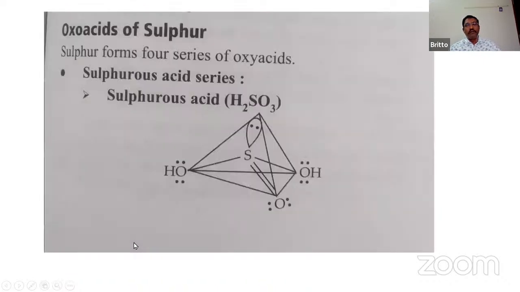Okay. And then let's look at the oxyacids of sulfur. Last class we saw oxyacids of phosphorus in detail. Here, in the sulfurous acid series, sulfurous acid is H2SO3, with less oxygen, while sulfuric acid has more oxygen. Sulfurous is H2SO3. So we have sulfur in a tetrahedral structure, with sulfur in the middle and two OH groups. There is one S double bond O, and then there is a lone pair of electrons.